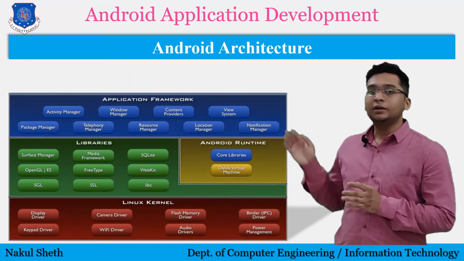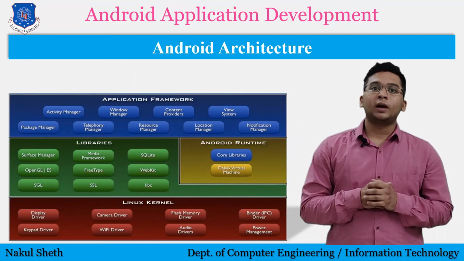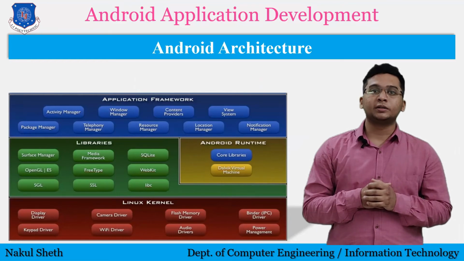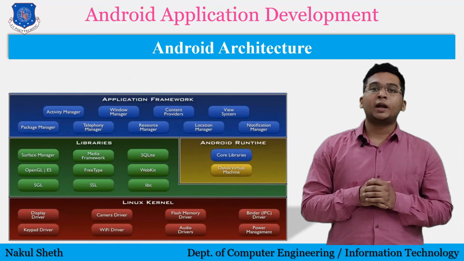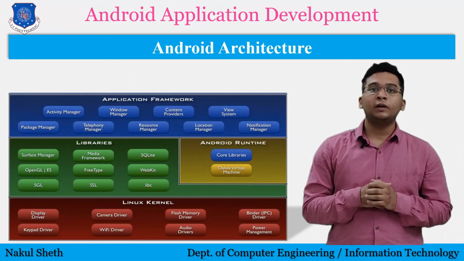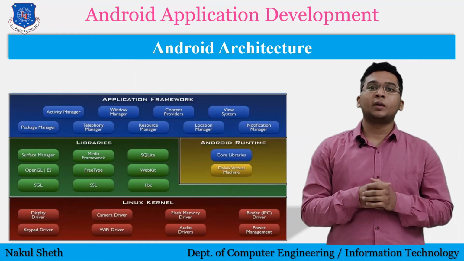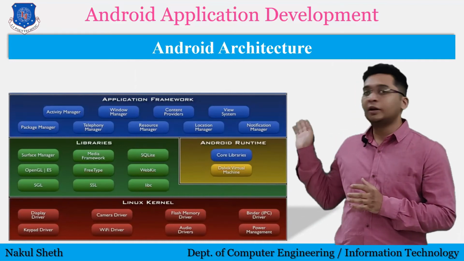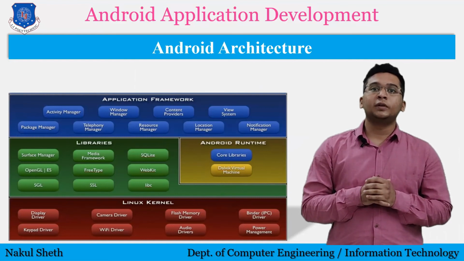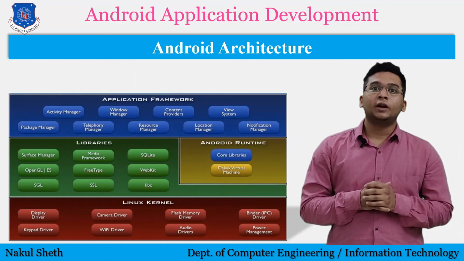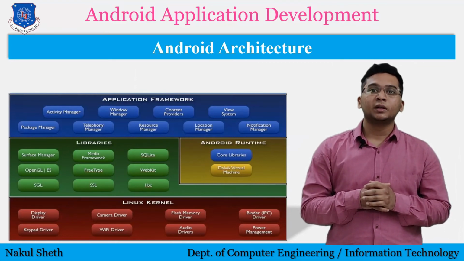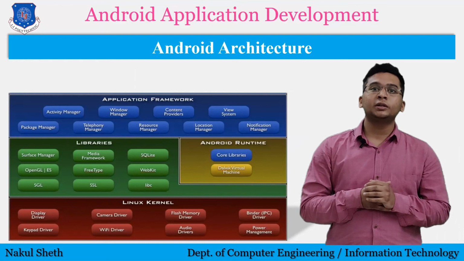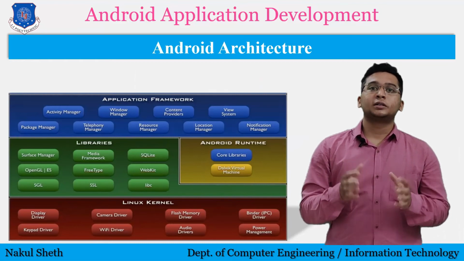Next is Content Provider, which is used to manage data sharing between applications. Then we have Telephony Manager, which is used to manage all voice calls. That means Telephony Manager is used when we want to access voice calls in our application. Then we have Resource Manager, which is used to manage the various types of resources we use in our application. Next is Location Manager, which is used to manage location using GPS or a cell tower.